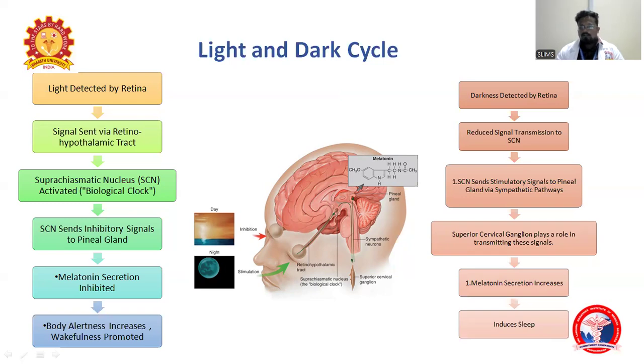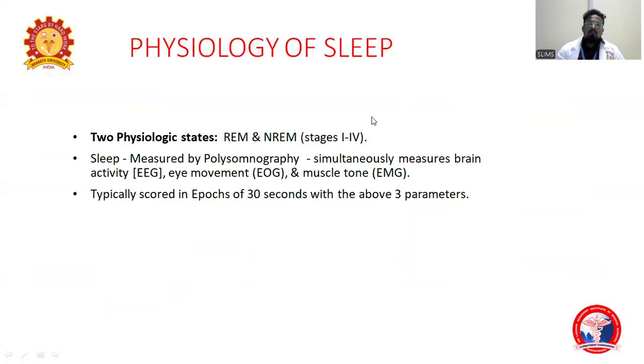During darkness, the darkness detected by the retina reduces signal transmission to the suprachiasmatic nucleus, and the suprachiasmatic nucleus sends stimulatory signals to the pineal gland via sympathetic pathways. The superior cervical ganglion plays a role in transmitting these signals, which increases melatonin secretion and induces sleepiness. So, that is the physiology of sleep.